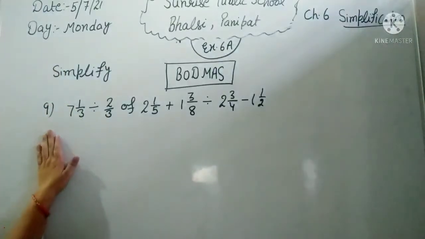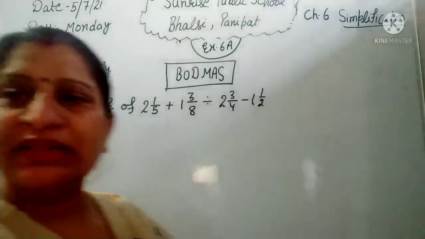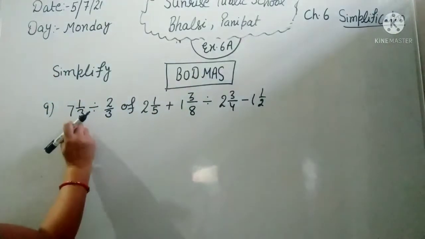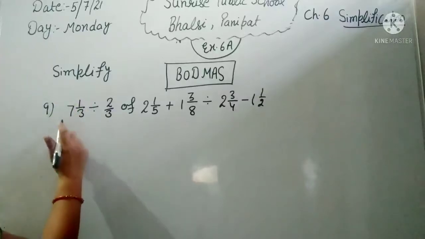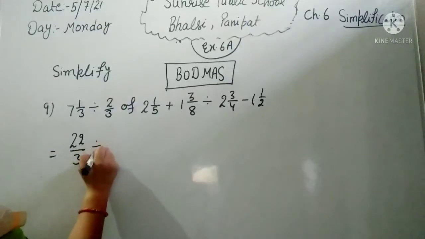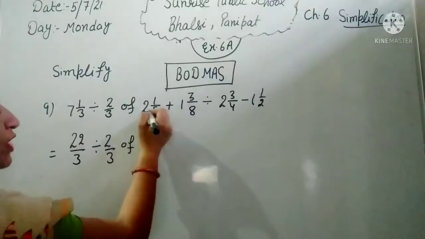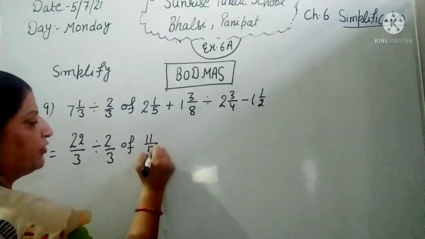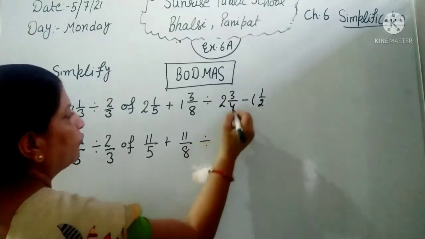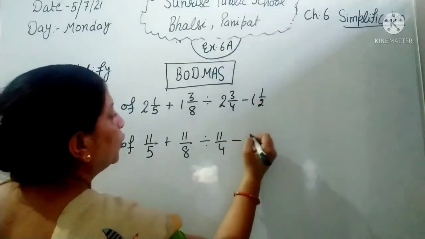Now we start our question number 9. In this question we are given numbers in mixed fraction. So our first step is to solve the mixed fraction. Now let us start. 7 threes are 21 plus 1, 22 by 3, divided by 2 by 3. Off means we will write off as it is for now. 5 twos are 10 plus 1, 11 by 5, plus 8 ones are 8 plus 3, 11 by 8. Now divide 4 twos are 8 plus 3, 11 by 4, and then minus 2 ones are 2 plus 1, 3 by 2.